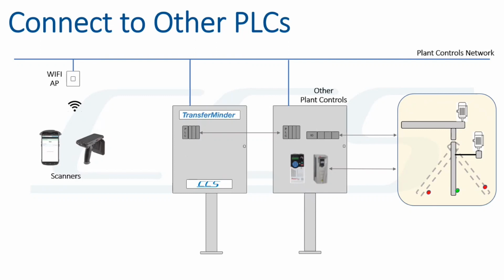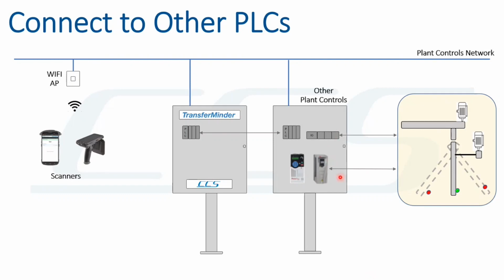Many plants have PLCs that already control equipment, as you see here. As we mentioned a few minutes ago, the TransferMinder PLC could be left out and the TransferMinder PLC coding could be added to an existing PLC. Or the TransferMinder PLC could simply communicate with the existing PLC and tell them when it is okay to proceed with the unloading. Here we see such a scenario.